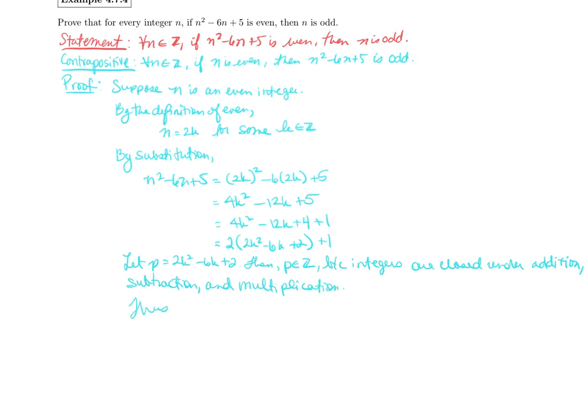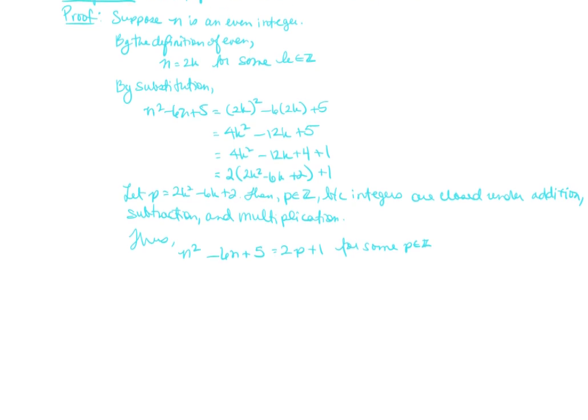Thus, if we continue our simplification, we know then that n squared minus 6n plus 5 is now equal to 2p plus 1 for some p in the set of integers. This is the definition of odd. So we would say, therefore, by the definition of odd, we know then that n squared minus 6n plus 5 is odd, which is what we were trying to prove.